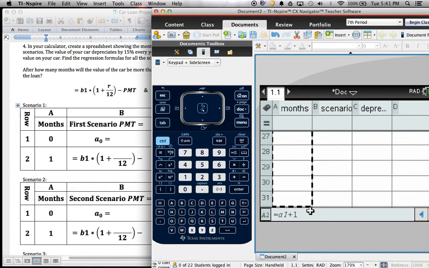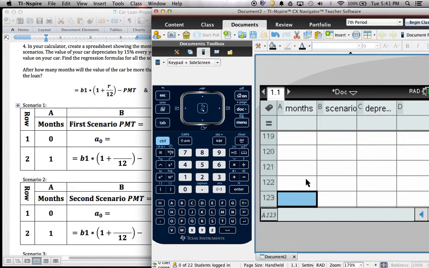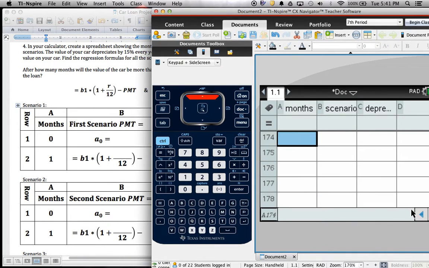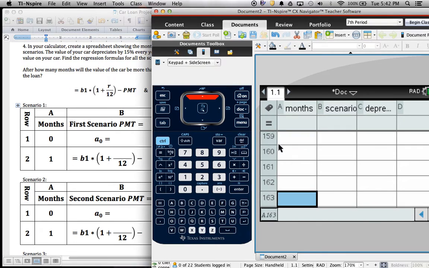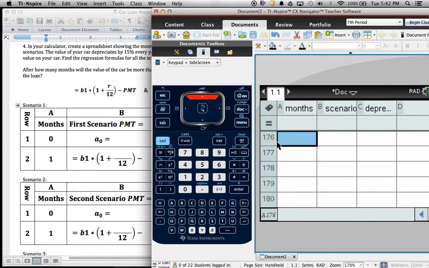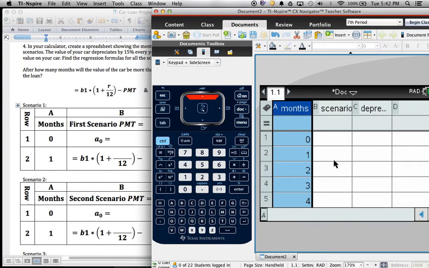I would suggest for each scenario you fill the months all the way down to the number of payments it'll take to pay it off. For most of you, it may only take 1 or 2 payments to get your balance, which will be in this column, lower than your depreciation.